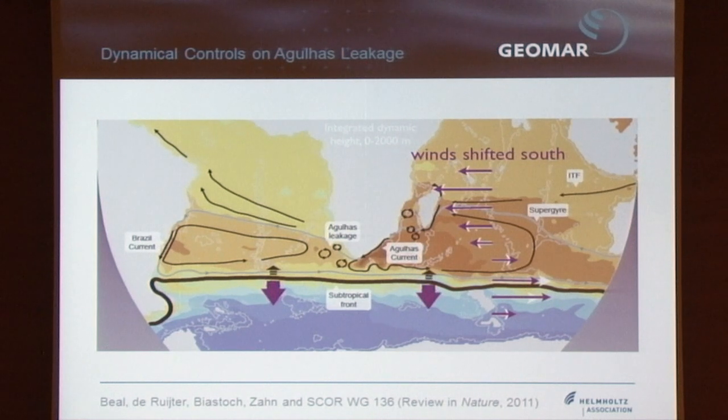On the contrary, if the wind fields shift to the south, and in this case I mean the southern hemisphere westerlies, as it happened during warm times and as it is happening during this anthropogenic climate change, the subtropical front shifts south, and the Agulhas current has a wider gap, so to say, to flow into the Atlantic. And I will emphasize that and demonstrate by our modeling perspective how that works in detail.